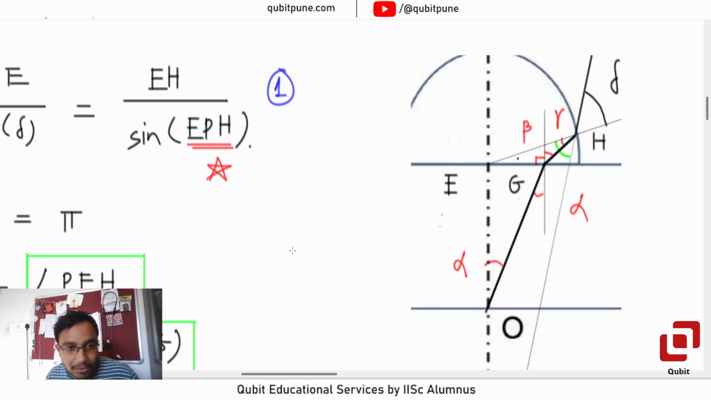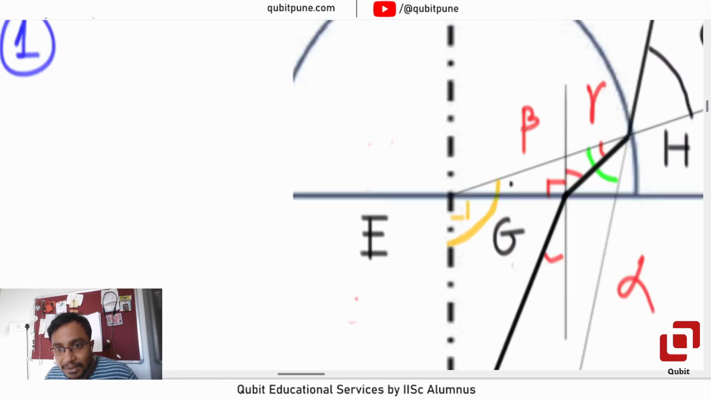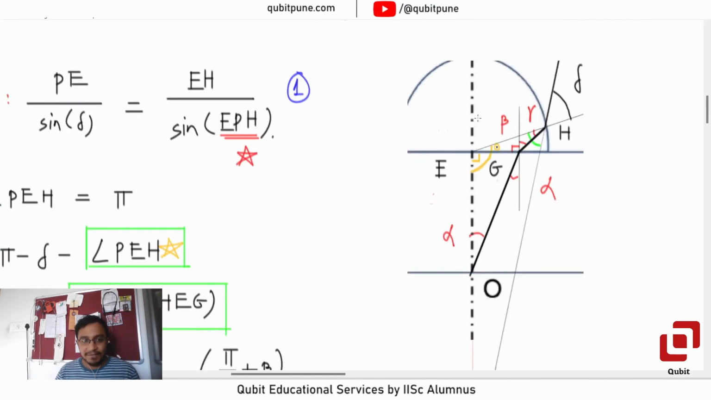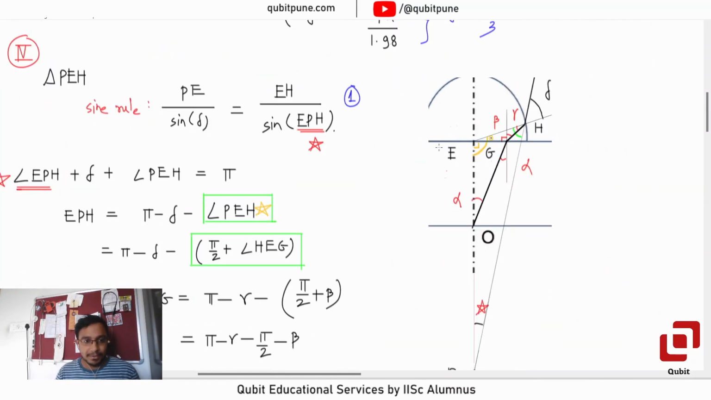Let me use yellow color now. PEH is this whole angle. This is 90, which means 90 plus beta. Sorry, 90 plus that particular black dot here, which we can obtain by subtracting gamma and 90 plus beta from 180. We have done that. So first of all, it's pi by 2 plus HEG.